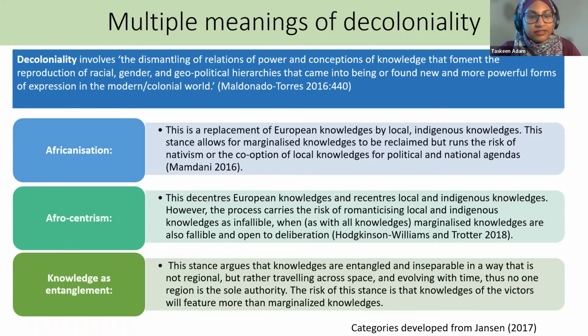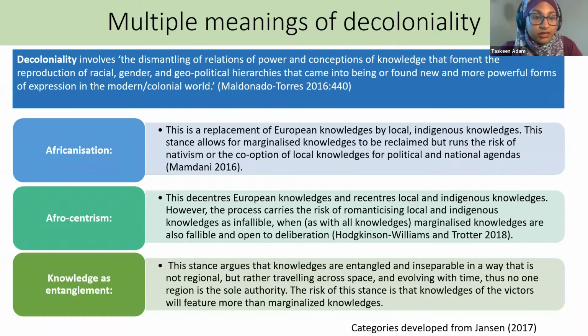Then you have Afrocentrism, which doesn't focus on replacing, but on shifting, right? So it decenters European knowledges and puts local and indigenous knowledges at the center. So this is a much lighter approach than the previous one. However, it still carries this risk of romanticizing local and indigenous knowledges as infallible. Whereas when we look at the global picture, all knowledges are contestable, fallible and open to deliberation. So that idea of just switching over and sticking to one knowledge group also has its risks.